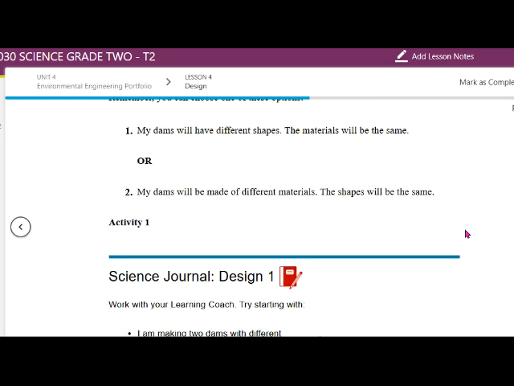I did both because I want to combine mine at the end, but you can do only different shapes and use the same materials so you don't have to have so many materials, or different materials, but use the same shape so you don't have to make that design differently each time.